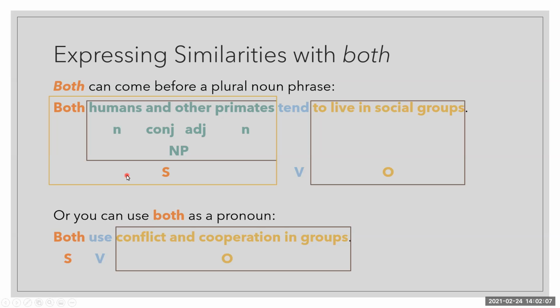Once you have identified what two things you're comparing, you can use both as a pronoun by itself. And so here you see the subject both followed directly by the verb use. And then the rest of your sentence is the object. So both use conflict and cooperation in groups, where both is simply a pronoun.